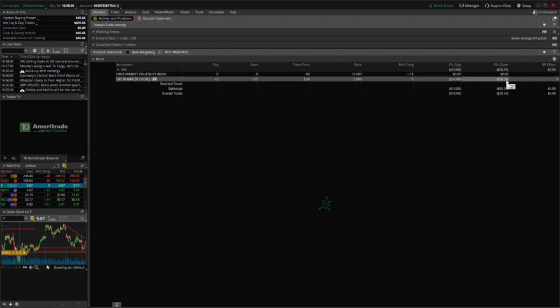It tells you your profit and loss since you've opened the position. So since I've opened this position, I'm down $50.34. And yeah, so it just gives you a breakdown of exactly where you're at, how much change that is made for the day, and it just tells you exactly what your position is worth.